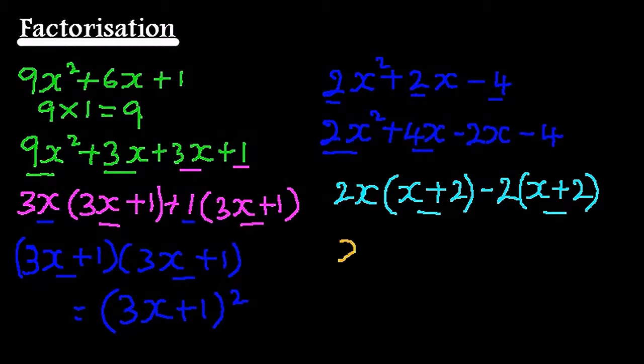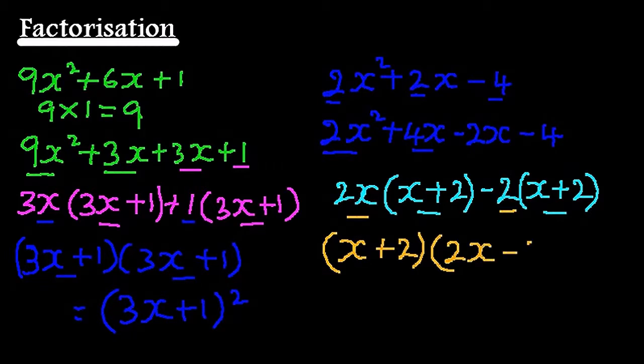So we get x plus 2 is common. We are left with 2x and minus 2, so we have 2x minus 2. And we cannot go any further because we cannot combine this since they are different. Now that is how you factorize that and this. So note the difference, that these are repeated factors, these are not repeated.